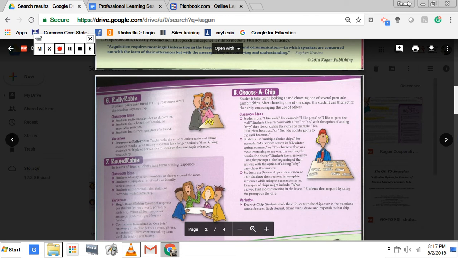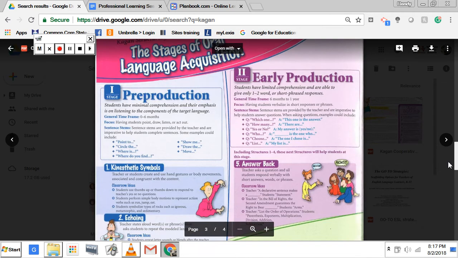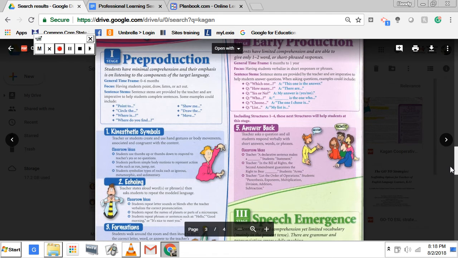And we will talk about differentiation in a couple of minutes. I wanted to show you on this particular card, it has the stages of oral language acquisition. These closely correlate to the stages that we have in our access testing.